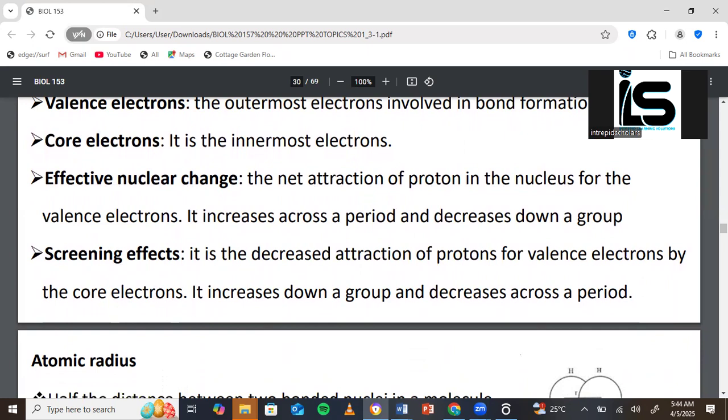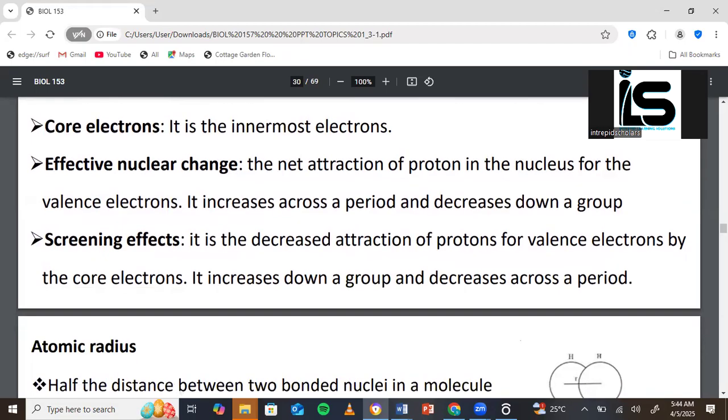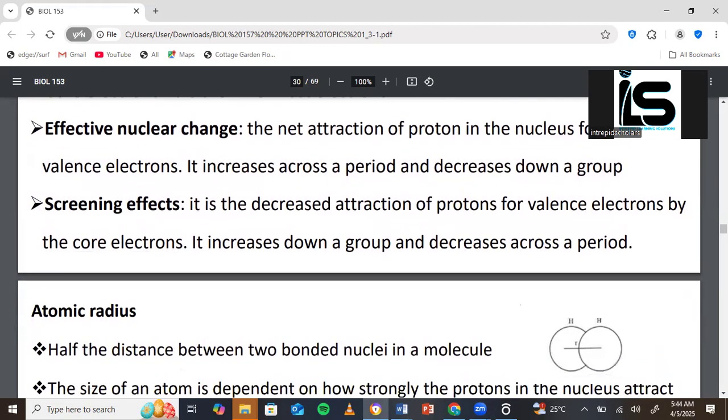So the net or effective attraction of the protons in the nucleus for the valence electrons increases across the period and decreases down the group. The screening effect, the decreased attraction of protons for valence electrons by the core electrons, increases down a group and decreases across the period.